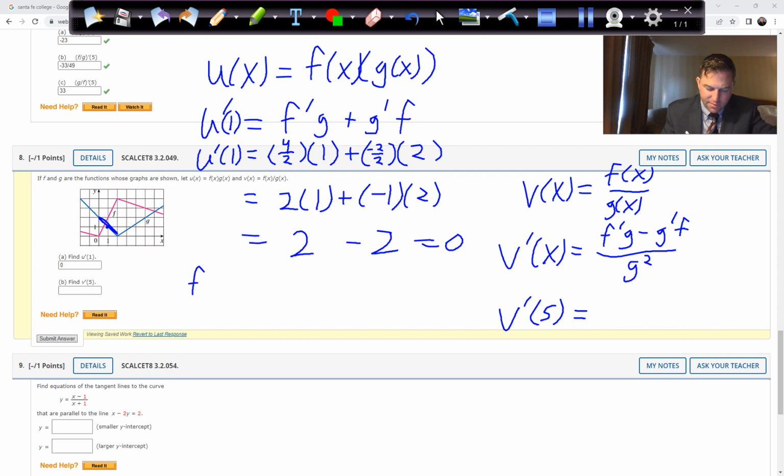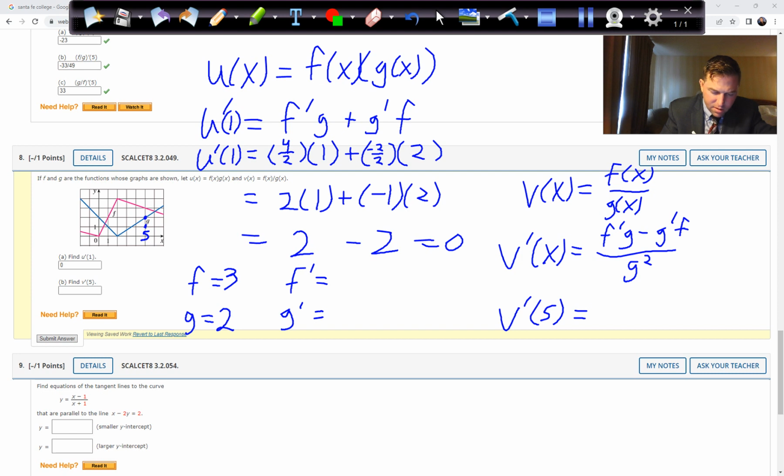So we need f and f prime. We need g and g prime, all when x is 5. So now we're only going to care about 1, 2, 3, 4, 5. This line right here. Okay, so g at 5 is again 2. So g at 5 is 2. f at 5 is 1, 2, 3. So f is 3. What about the slopes? That's the harder thing to find.